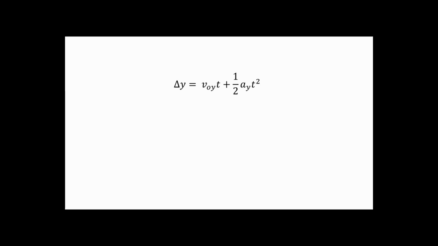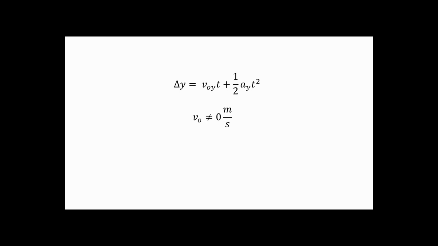So here's my equation. Delta y, my displacement in the y, will be equal to my initial velocity in the y times time plus 1/2 acceleration in the y times t squared. Now we expect the acceleration in the y to be about that of gravity, so it'll be somewhere close to negative 10 meters per second squared. But we'll find out.